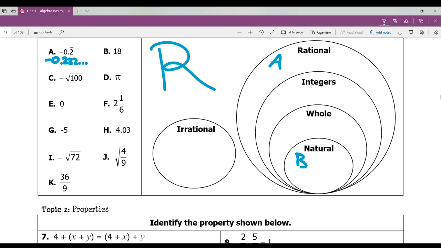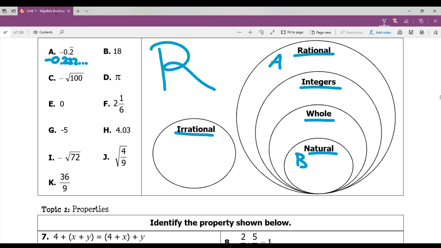So this little bubble here is for all the irrationals. This bigger circle is rationals. And then inside the rationals, you have your integers. Inside those, you have your whole numbers. Inside those, you have your natural numbers. That's how that Venn diagram's working, just in case you didn't know.